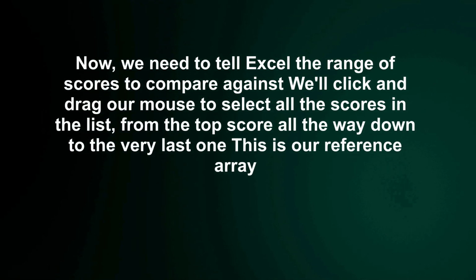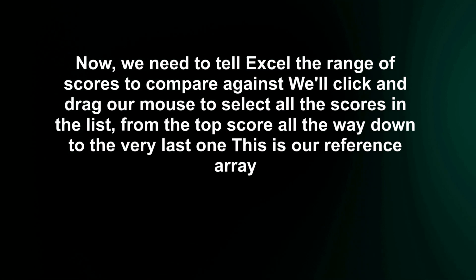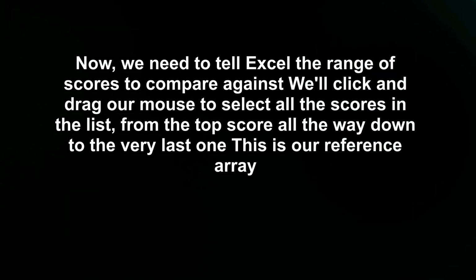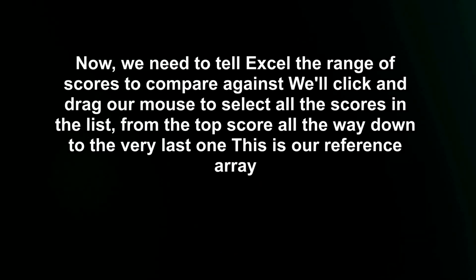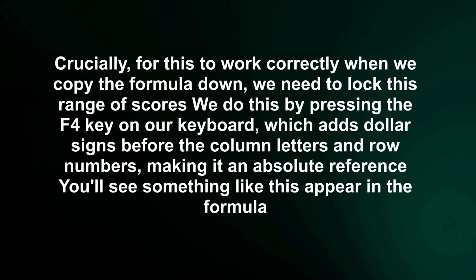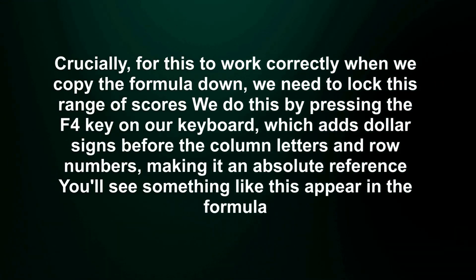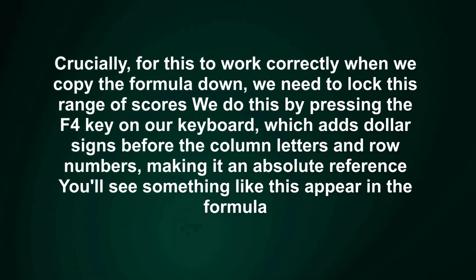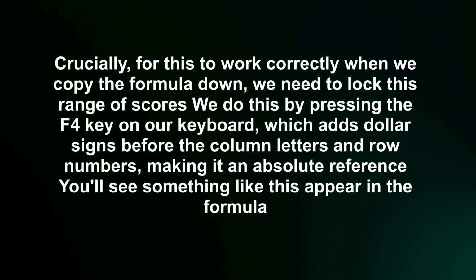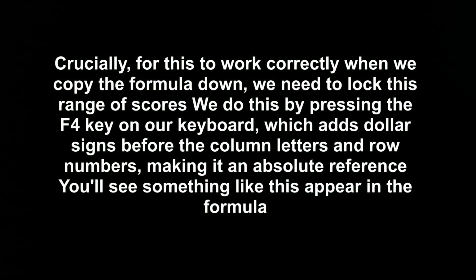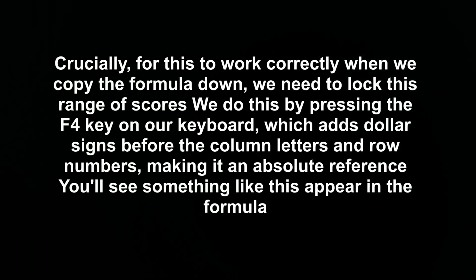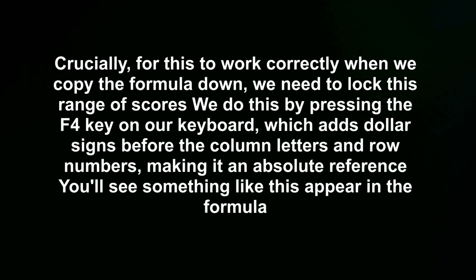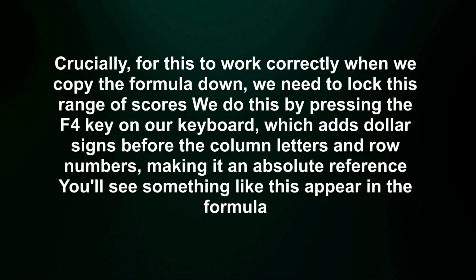Now, we need to tell Excel the range of scores to compare against. We'll click and drag our mouse to select all the scores in the list, from the top score all the way down to the very last one. This is our reference array. Crucially, for this to work correctly when we copy the formula down, we need to lock this range of scores. We do this by pressing the F4 key on our keyboard, which adds $ signs before the column letters and row numbers, making it an absolute reference. You'll see something like this appear in the formula.